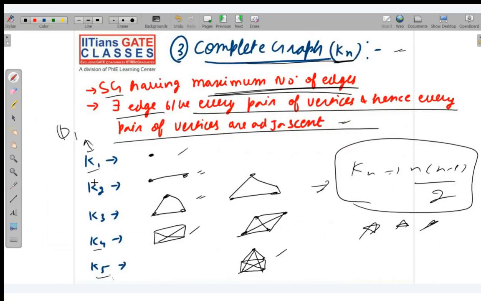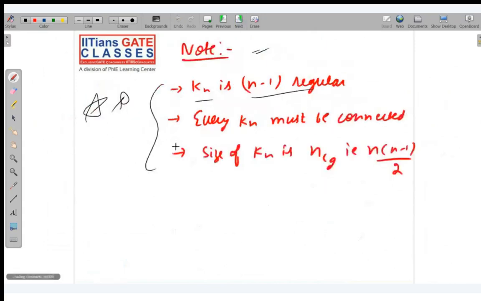They will ask like this also. So the complete graph of one vertex is the same as the null graph of one vertex, and that is the same as the 0 regular graph of one vertex. All these are same. Yes, Kn is n minus 1 regular.